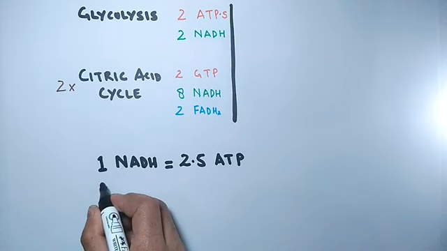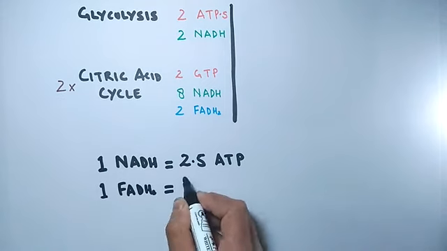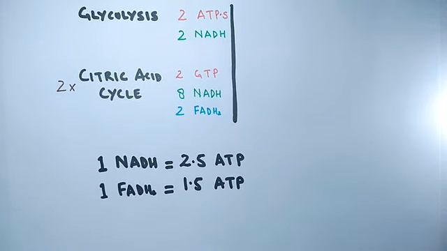In the same way, 1 FADH2 molecule yields 1.5 ATPs since it pumps 6 protons out of the matrix. That's 6 divided by 4, which gives us 1.5 ATPs. This is the calculation of NADH and FADH2 yield. Now first of all, let's see the energetics of the Krebs cycle.